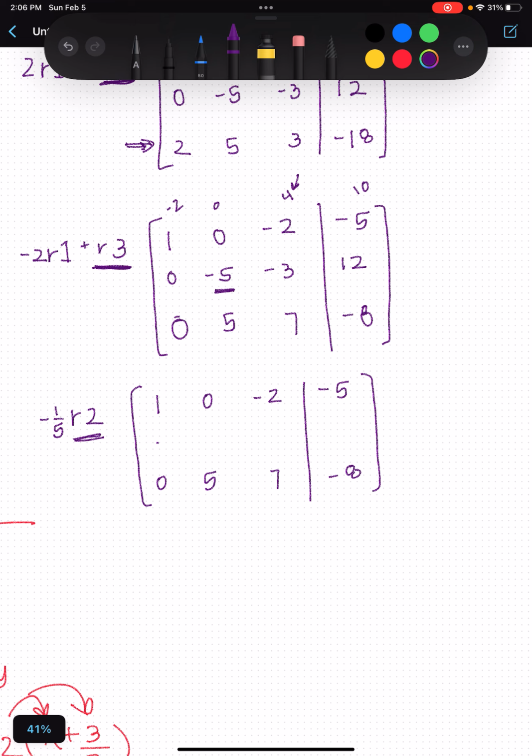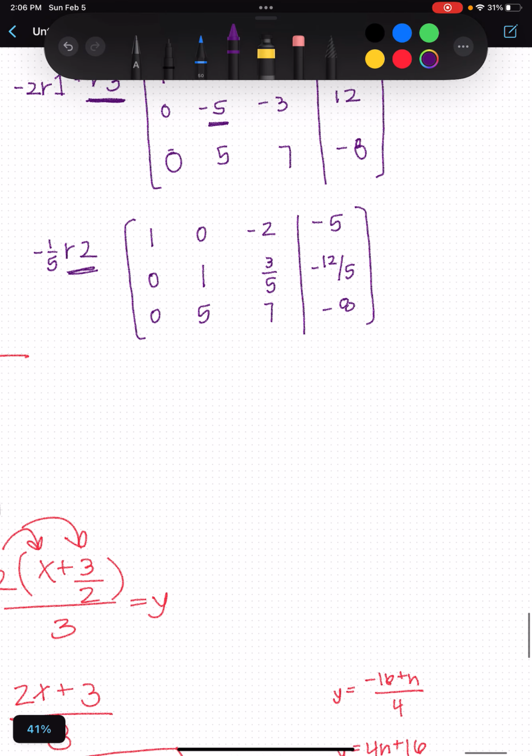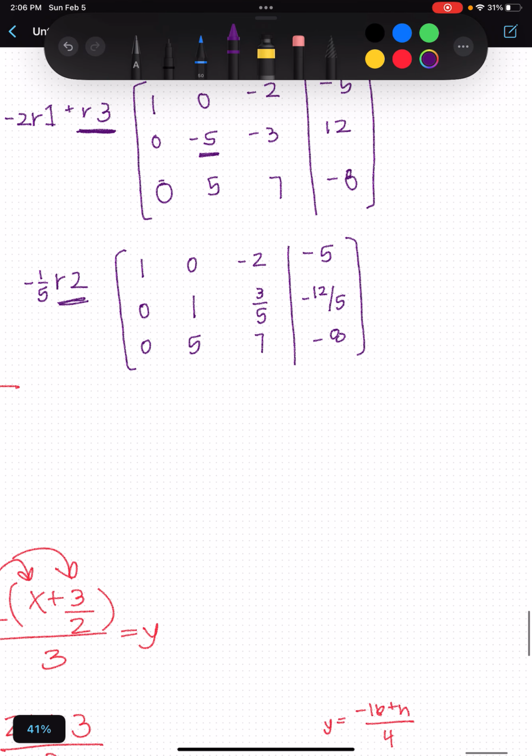Well, 0 times -1/5 is still 0. -5 times -1/5 is 1, which is what we wanted. -3 times -1/5 gives me 3/5. And then 12 times -1/5 gives me -12/5. Okay, great. We're getting closer, I promise. So now what we're going to do is our second row, sorry, I'm running into other chunks.